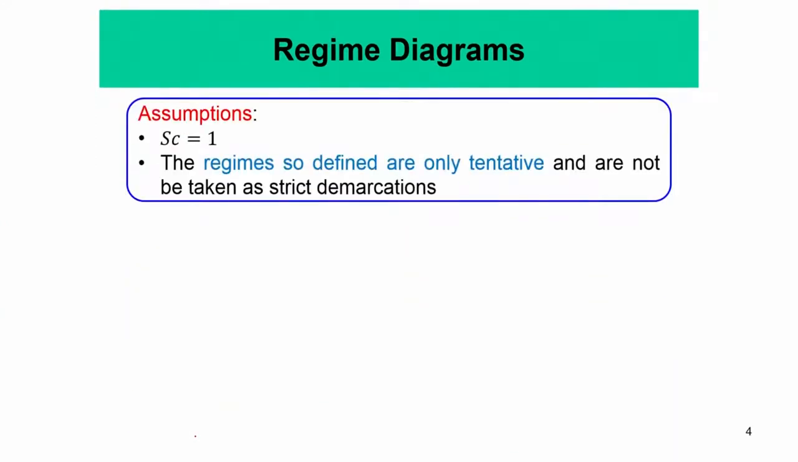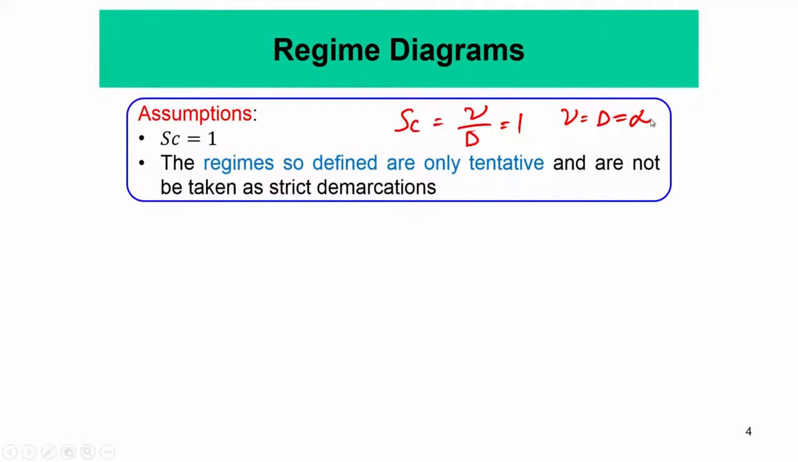Now, of course, we also assume that the Schmidt number, which is nothing but nu by D, is also equal to unity. So essentially, our Schmidt number, Prandtl number, everything is unity, and our Lewis number is also unity. So all these non-dimensional numbers are the same, and all the thermophysical properties are essentially the same. So nu is equal to D is equal to alpha.